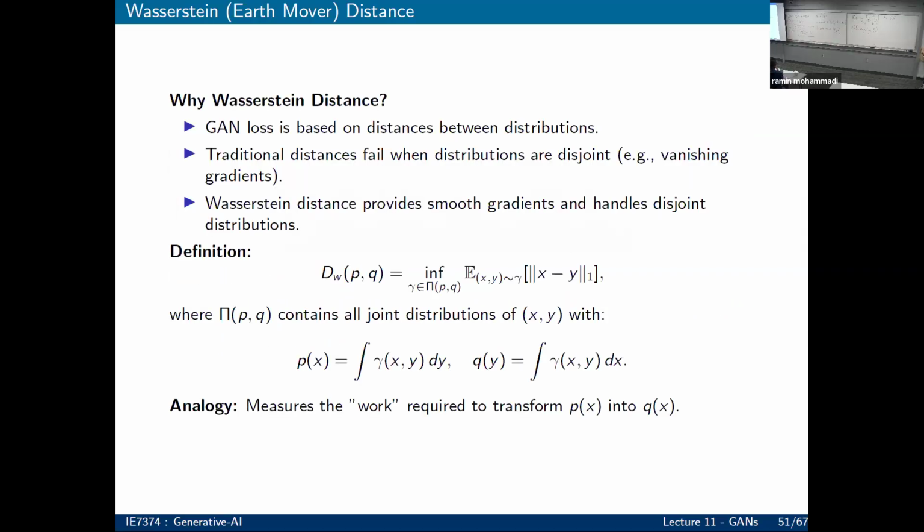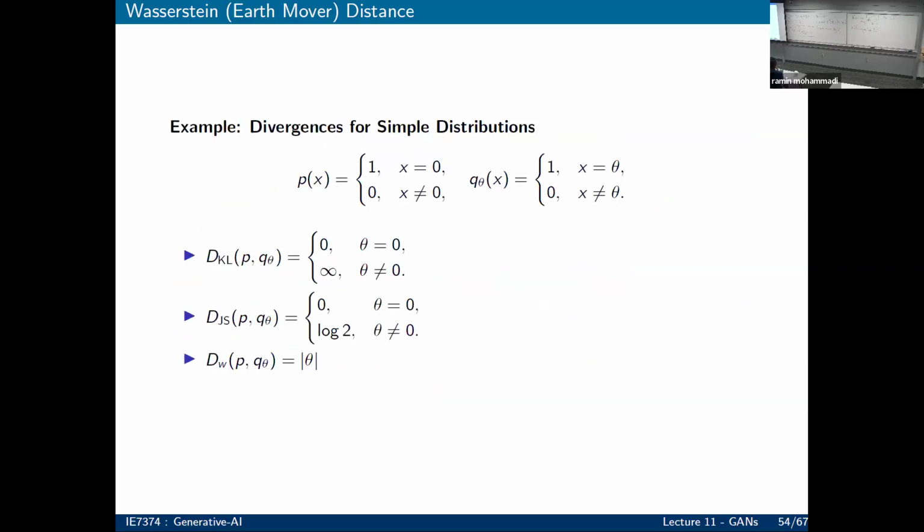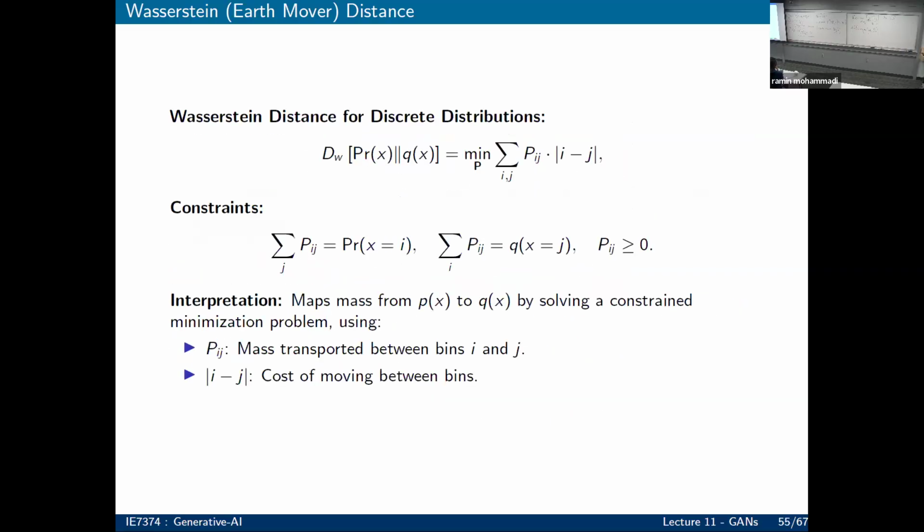On top, norm 1 of x minus y. Now, we're going to look at the easier definition for the Wasserstein distance for discrete variable. So the distance between P and Q comes from some minimization over here.